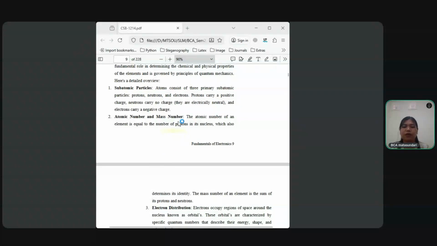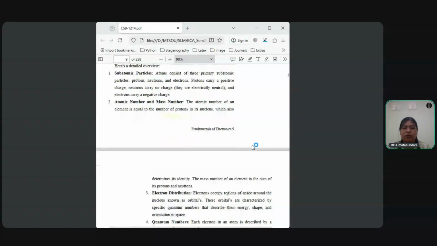atomic number and mass number. The atomic number of an element is equal to the number of protons in its nucleus, which also determines the identity. The mass number of an element is the sum of its protons and neutrons.